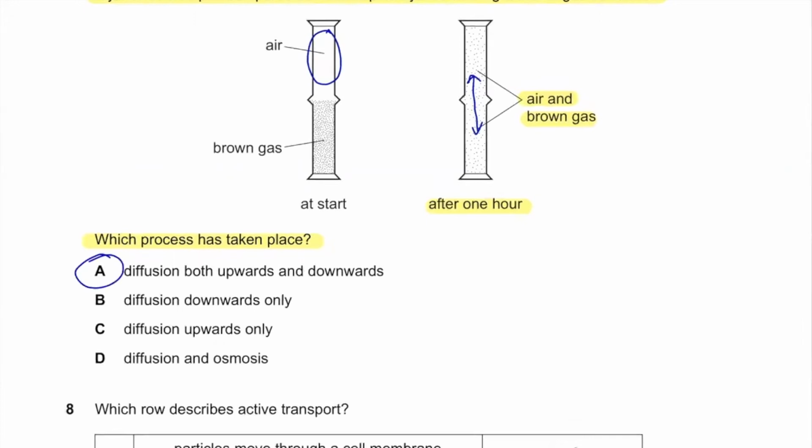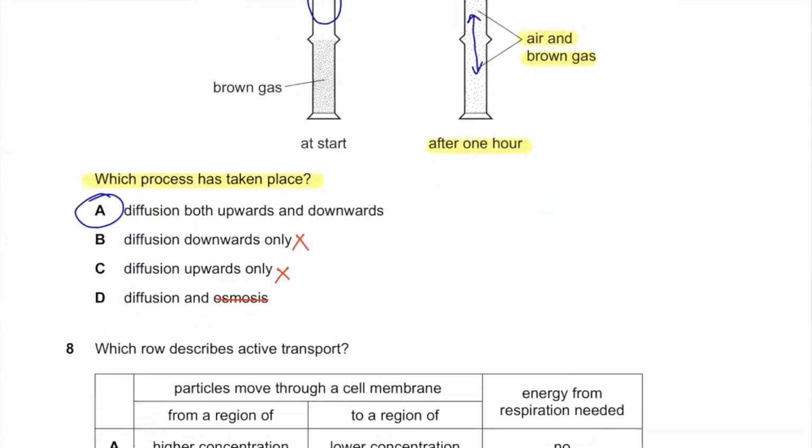A will be the correct answer. All right, let's see why B, C, D are wrong. Diffusion in one direction only will be wrong. There is no osmosis that is taking place here.